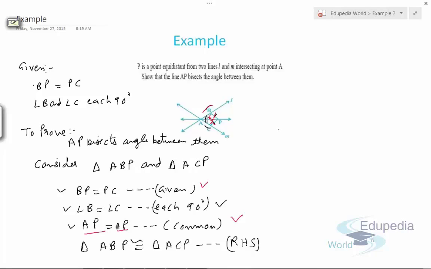Now what we need to prove is that AP bisects the angle between them. So we can say that angle BAP is equal to angle CAP by CPCT, which means corresponding parts of congruent triangles. So these two angles are equal by CPCT. This is how we can prove these types of questions.